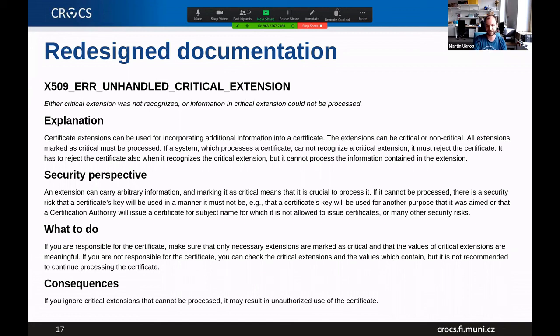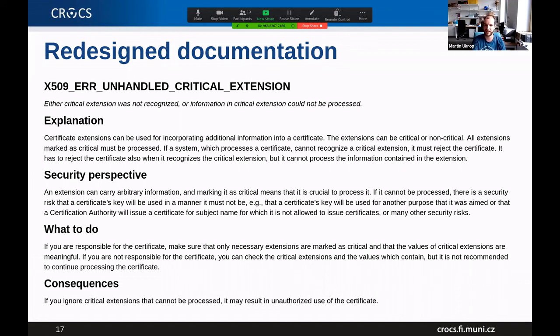And then there are 4 paragraphs going through the explanation of what happened, the security perspective, what this means for the security of the process, what should you do, and what are the consequences, mostly the consequences if you ignore the error. And as technical writers, you probably know that this documentation is far better than this, at least because there is actually something in it. So we kind of expected that people will like this one much more, but we were interested in the details.